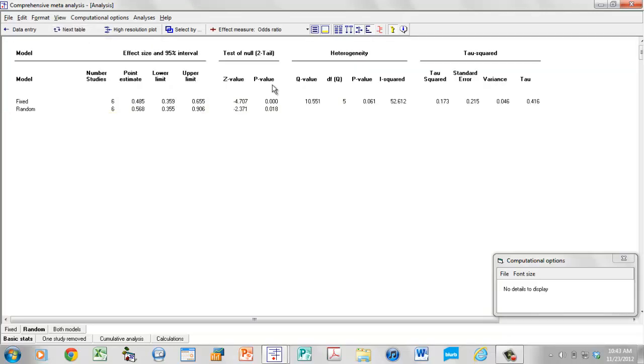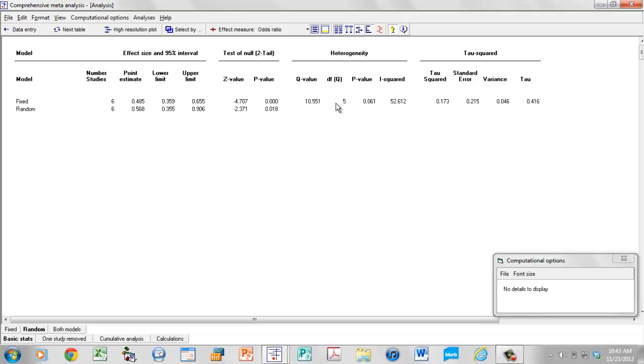Let me come back here for a minute and point out that all of these statistics relating to dispersion, the Q value, the I-square, the tau square, the tau, are all presented on the line for the fixed effect model. A question that I am often asked is, what about computing these statistics for the random effects model? And this is really just a source of confusion.